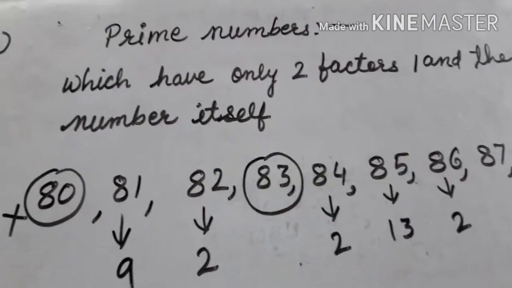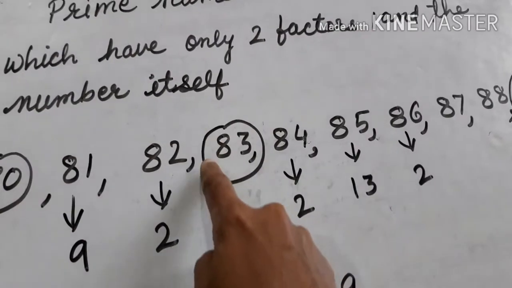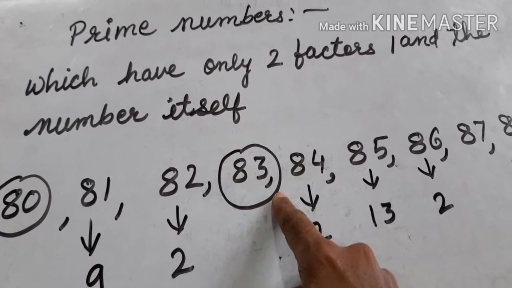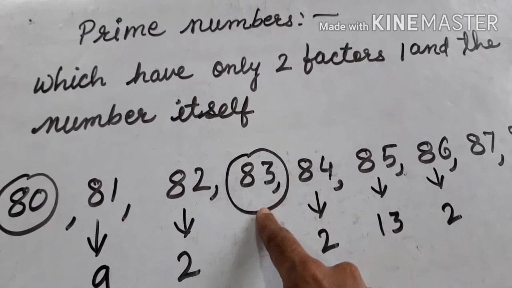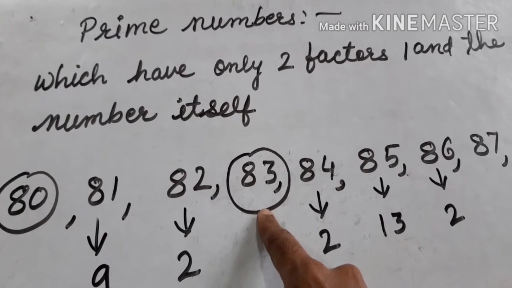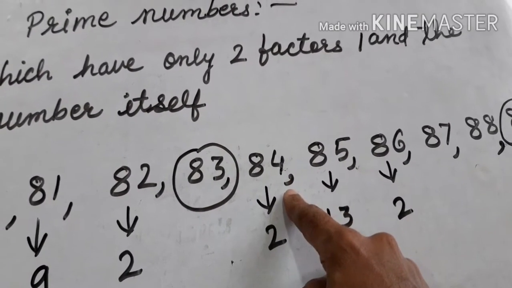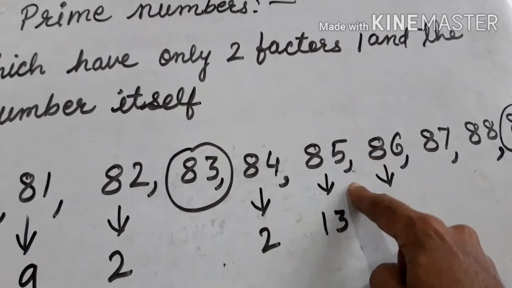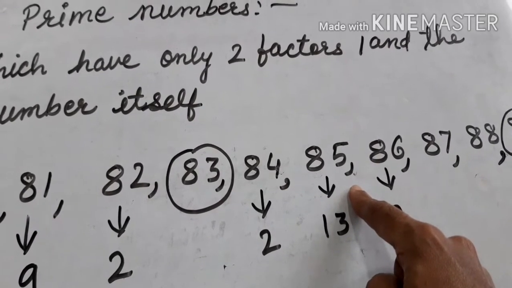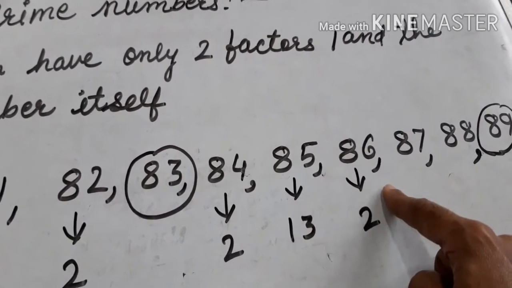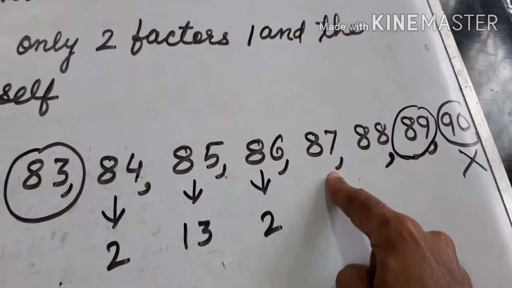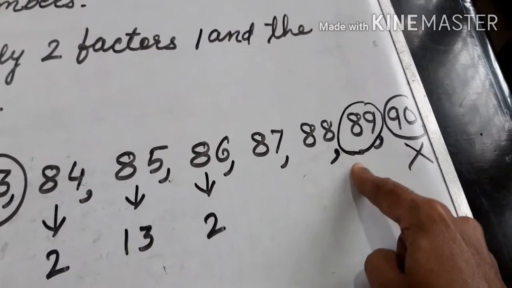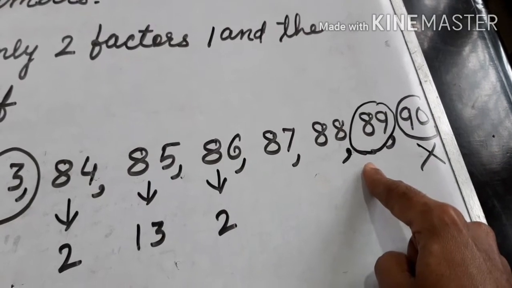So here you can see 81. 81 is divisible by 9, 82 is divisible by 2, 83 is not divisible by 2 or any other number. So 83 is a prime number. It is divisible by only 1 and by itself. Now 84, all the even numbers are divisible by 2. So this is also divisible by 2. 85 is divisible by 5. 86 is an even number, it is divisible by 2. 87 is divisible by 3. 88 is divisible by 4 and 2. But 89 is divisible by only 1 and 89.